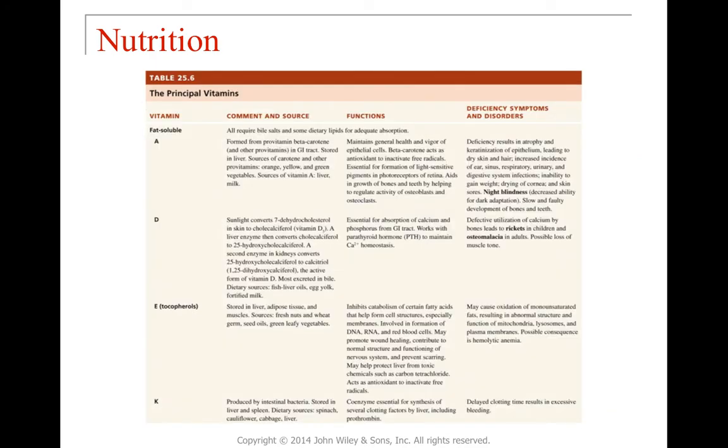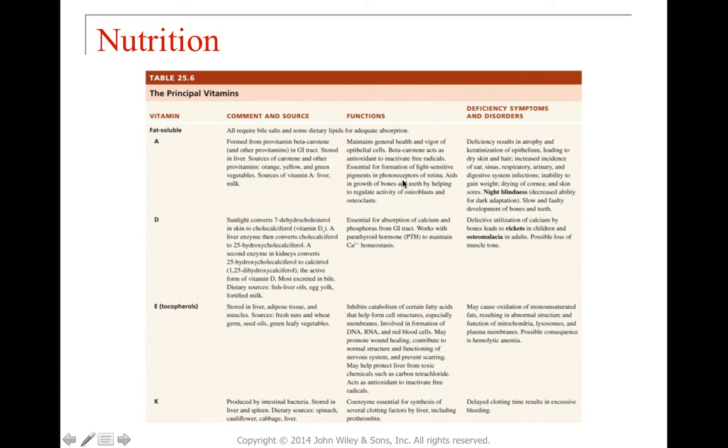Alright, so let's switch from minerals for a second over to vitamins. There's a ton of different vitamins that are in the body, and they have different functions. Some of them are going to be fat soluble, and some of them are going to be water soluble. So our fat soluble vitamins are going to include vitamin A, vitamin D, vitamin E, and vitamin K. Vitamin A is going to be required as an antioxidant. It's also really important for vision.